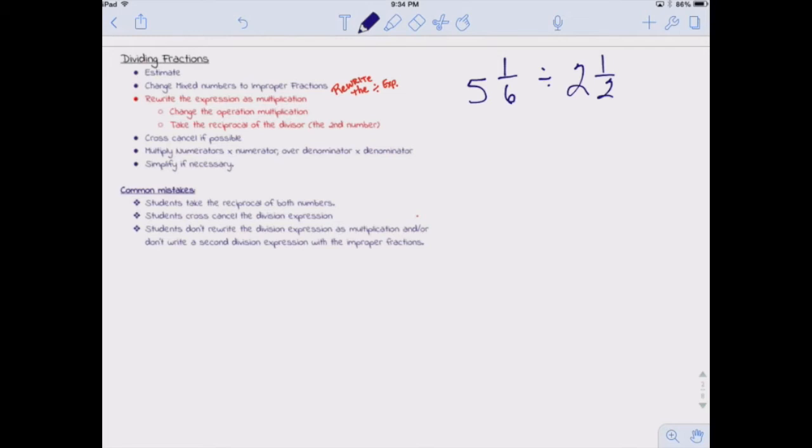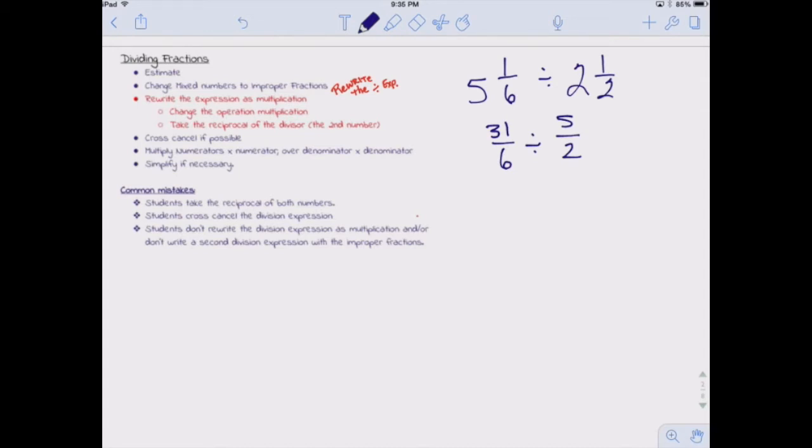Now, next one, change mixed numbers to improper fractions. Don't think you can jump right from here and to the multiplication expression. Rewrite the division expression. So 5 and 1/6. 6 times 5 is 30 plus 1. 31/6 divided by, see, I haven't rewritten it as multiplication yet. 2 and 1/2 as an improper fraction. 2 times 2 is 4 plus 1 is 5/2. Okay?